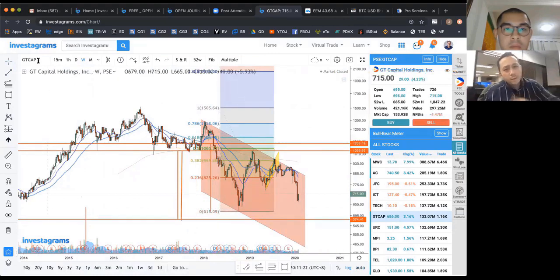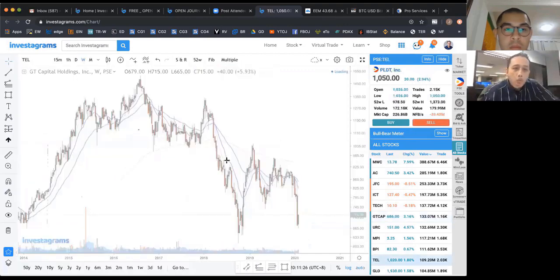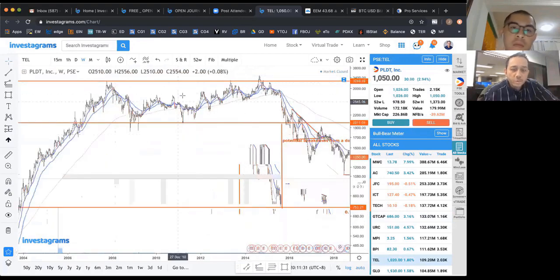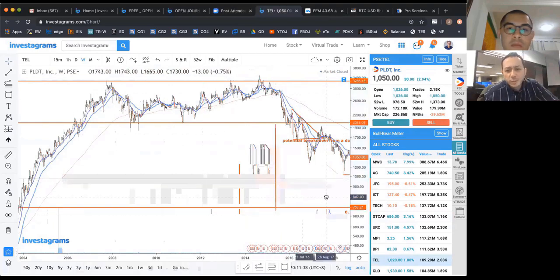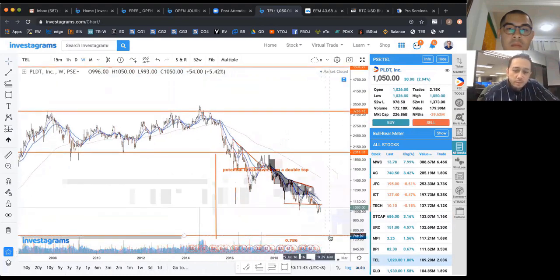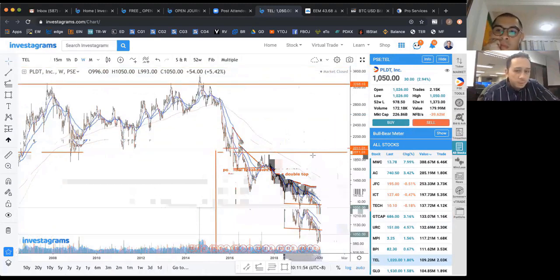So again, you'll see loads of examples like this, not just GT Cap, you have PLDT. PLDT from a long-term target, you'll see a double top over here. And then you take the size of this double top, put it below, and then you'll see a potential breakdown target of around 700-ish. So we're still far away from that. So those of you who are thinking that this may be a double bottom, no, that's probably just an area pattern before it breaks down.